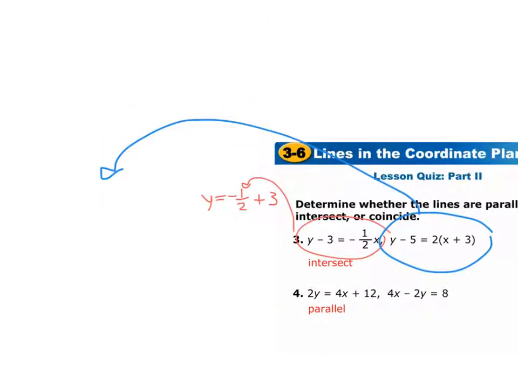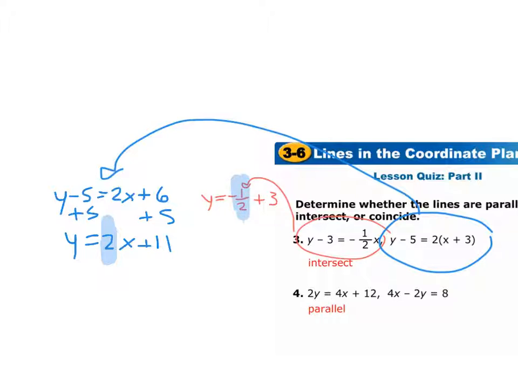We can start by distributing the 2. So we have y minus 5 is equal to 2x plus 6. And then we just add 5 to both sides to get the y by itself. So we have y is equal to 2x plus 11. So we have a line with the slope of 2 and another line with the slope of -1/2. These two slopes are not the same, so therefore these two lines intersect. Now let's look at 4.